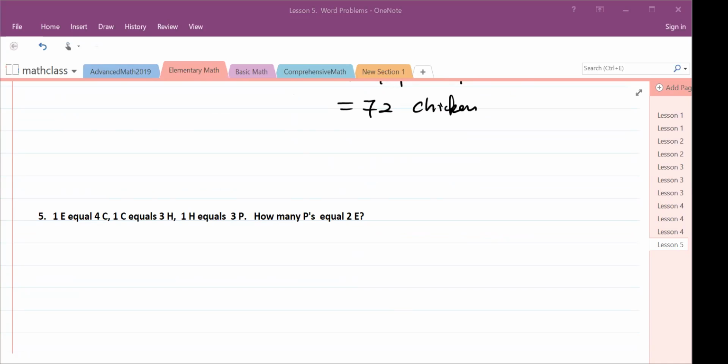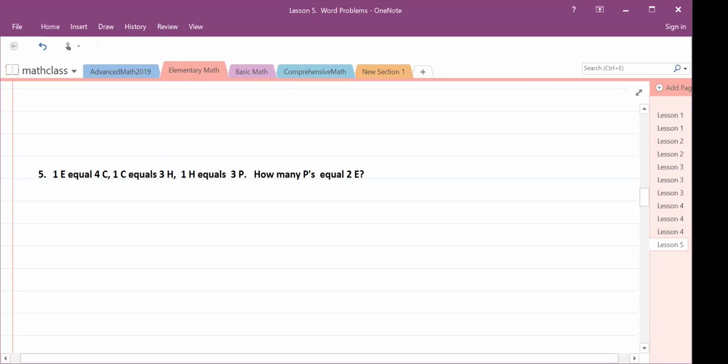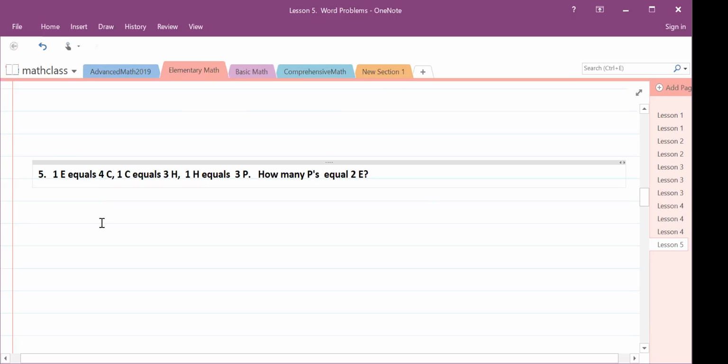Okay, so here I'm not going to use the animal names, I just say 1E, because 1E equals 4 C's. 1C equals 3 H's, 1H equals 3 P's. How many P's equals 2 E's? Okay.